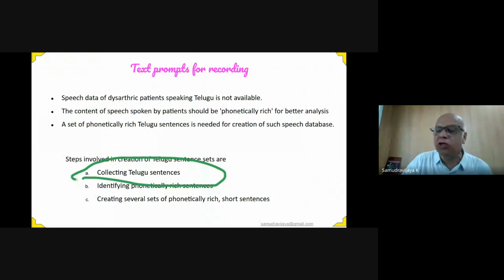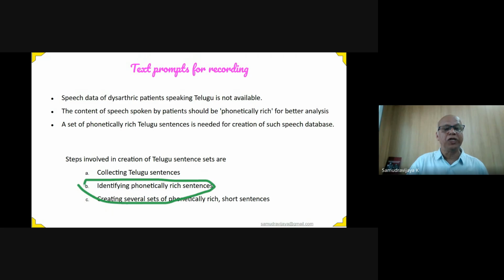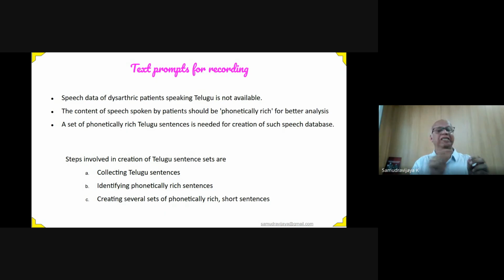First, you collect Telugu sentences, but pull out only short sentences, because people have difficulty in speaking long sentences. So we decided that we'll select only sentences which are 3 words long. The second step is to identify phonetically rich sentences. How do you identify them? For every sentence, each word in the sequence you convert into a sequence of phones, different sounds, and then you see which 3-word short sentence contains many different sounds. We want to pick those sounds and want people to speak them.